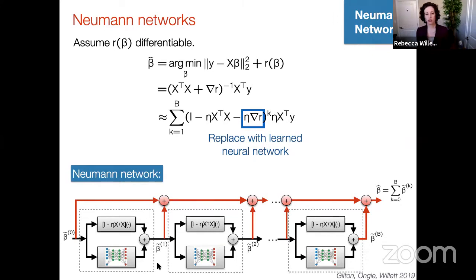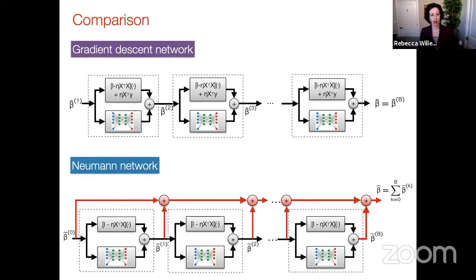So now what I'd like to do is return to the gradient descent network and actually compare and contrast these two different approaches. What I'm showing here now are the gradient descent network and the Neumann network side by side. We can see that they have some features in common, which are positive. In particular, they have the upper blocks incorporating knowledge of the forward model X, and the lower blocks being components that we can learn and corresponding to the gradient of the regularizer.